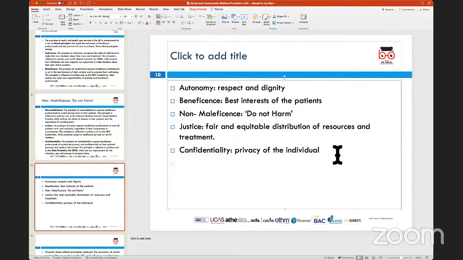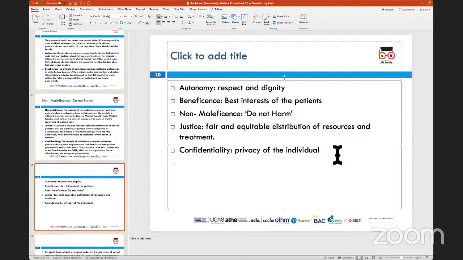And unless consent is provided, you would not be discussing this in detail or divulging the details to any other third party apart from the patient. So there's a bond between the patient and the carer, or patient and the nurse, or patient and the doctor, and that needs to be kept confidential.